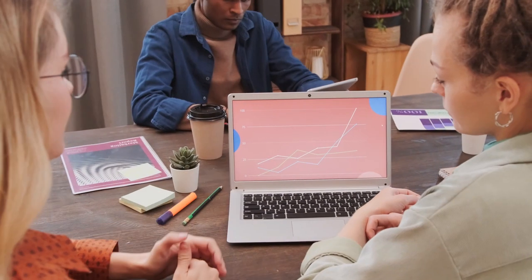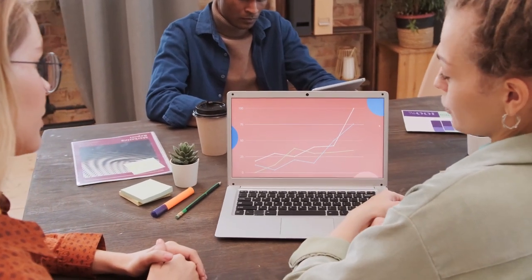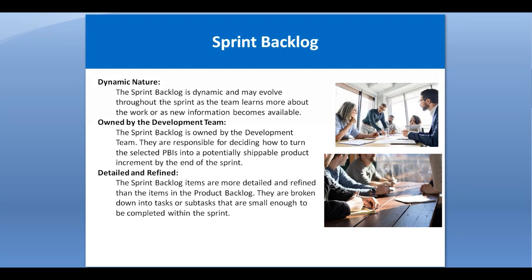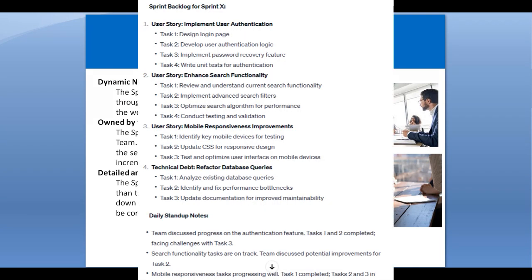Detailed and refined means the sprint backlog items are more detailed and refined as compared to the product backlog. Product backlog items are only high-level items, and the sprint backlog items are more detailed, and they are also broken down into tasks or subtasks that are small enough to be completed within the sprint.